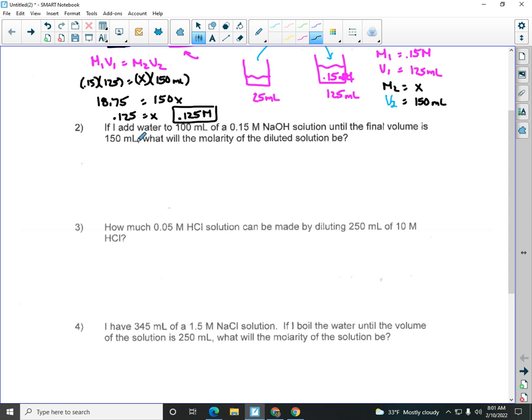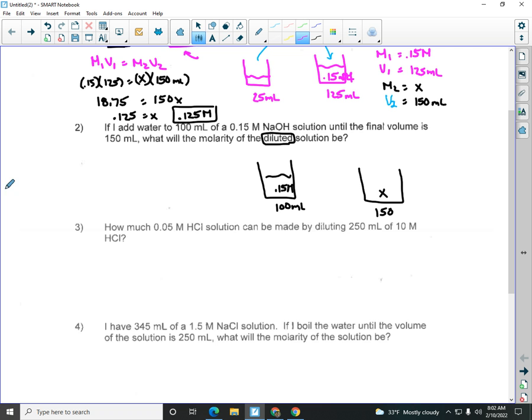All right, the second one: if I add water to 100 milliliters of a 0.15 molar sodium hydroxide. So again, we can draw a picture. We can say we have a 0.15 molar sodium hydroxide, and it's 100 milliliters, until the final volume is 150 milliliters. So we added 50 milliliters. We added water, started out with 100 milliliters, you ended up with 150. What's the new molarity? And here's the key word again, diluted.